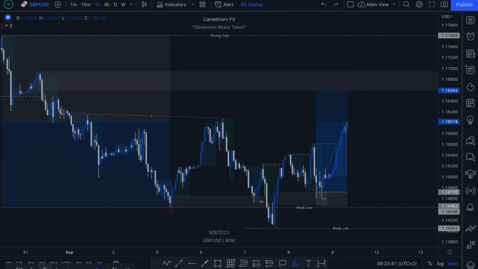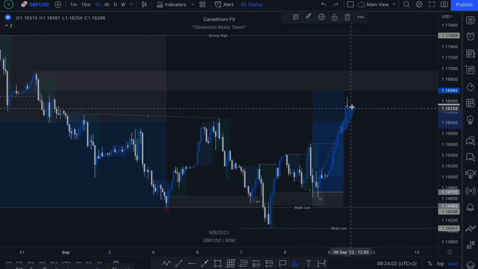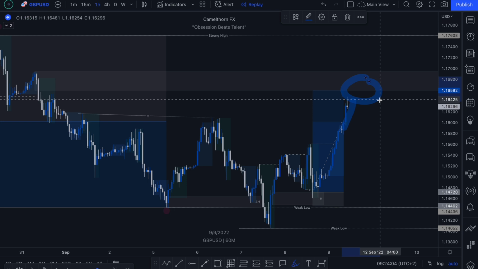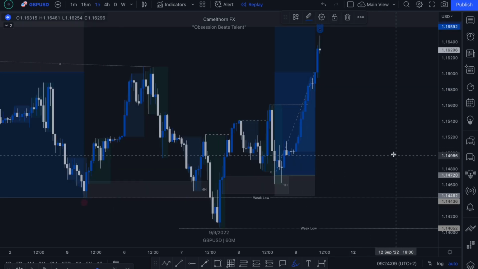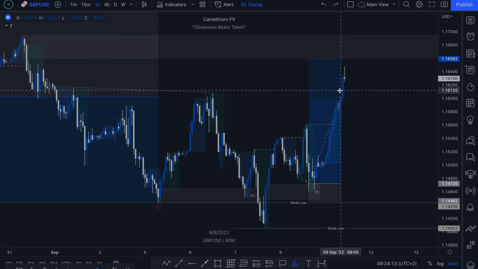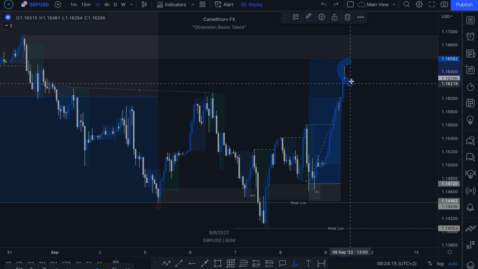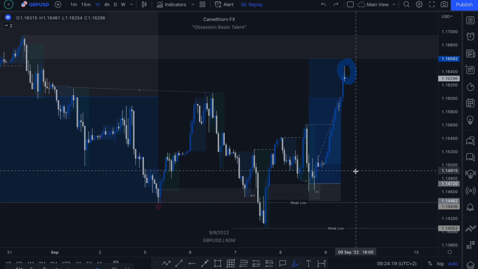I was very aware of the fact that we had this 4-hour supply in here that I was aiming for, but as price action trades towards that 4-hour supply zone, it prints this bearish pin bar. Now once price action printed this bearish pin bar, I thought to myself that this was an early signal that we could be seeing a bit of a bearish pullback.